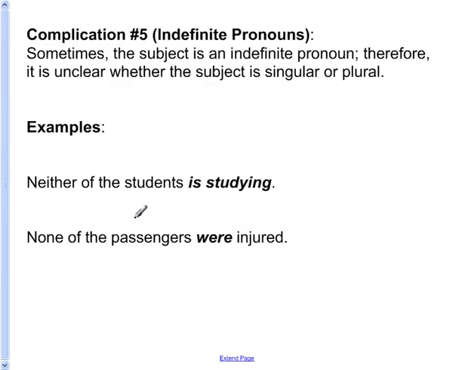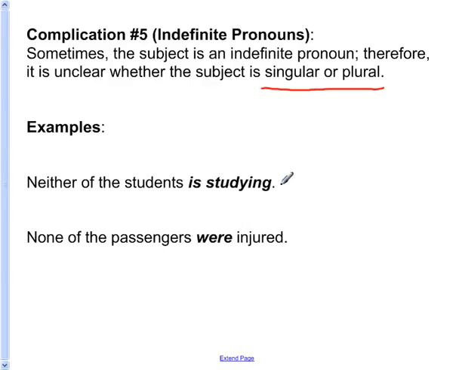And finally, complication number 5, indefinite pronouns. This is probably the most difficult of the complications. Sometimes the subject is an indefinite pronoun. Therefore, it is unclear whether the subject is singular or plural. Thus the term indefinite pronoun. It's not definite as to whether the pronoun is singular or plural.